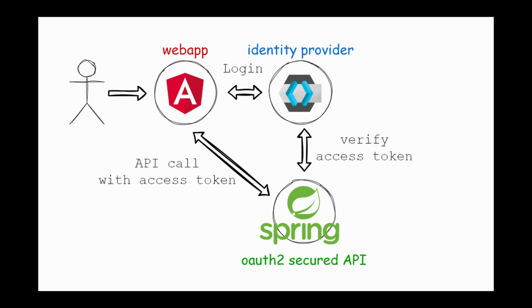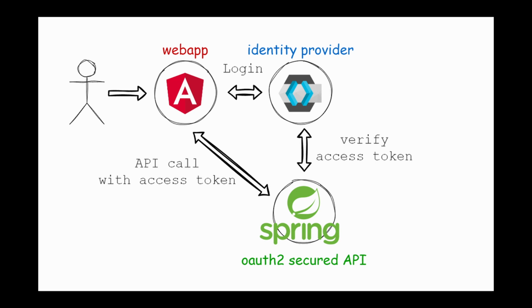Today we will build a complete OAuth2 secured web application and API backend. OAuth2 is the state-of-the-art authentication and authorization mechanism involving a client, identity provider and an OAuth2 secured API. We will set up a locally running Keycloak which we will use as an identity provider.